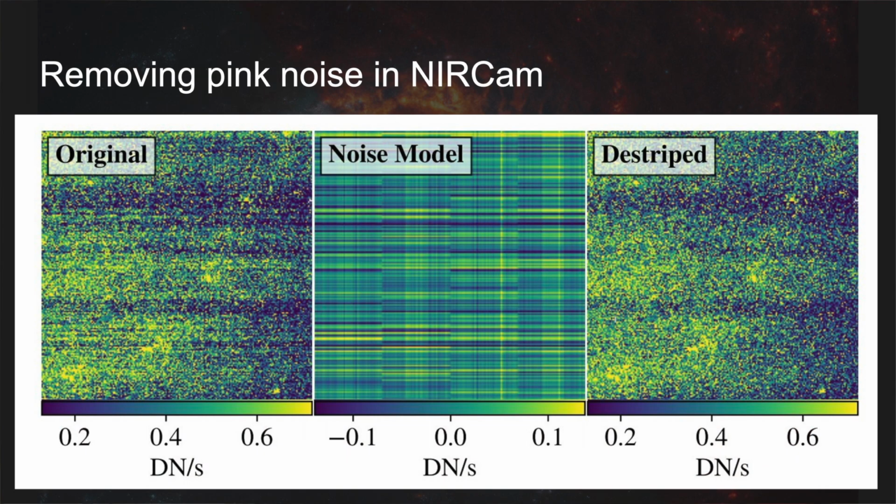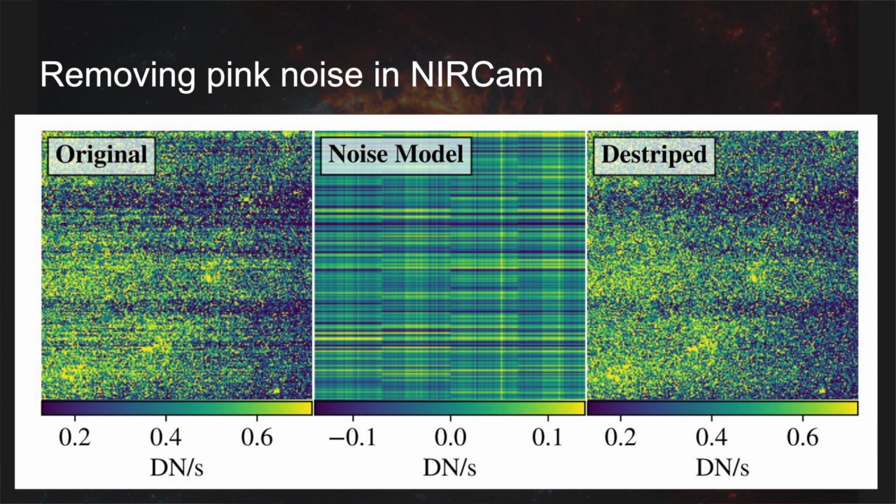A major problem we faced with our near-cam data is that there is horizontal striping, and this is due to the way the data is read off of the electronics. So this is known as 1/f, or pink noise, and it's especially bad at shorter wavelengths. So here I show a typical single observation in the F200W filter. And we've developed two strategies to mitigate this noise.